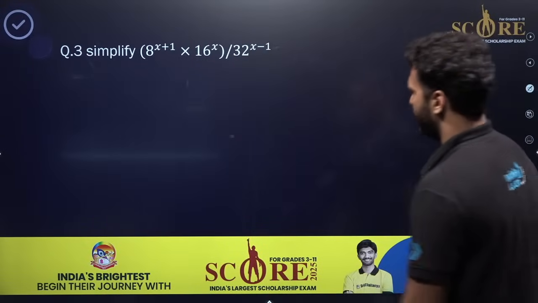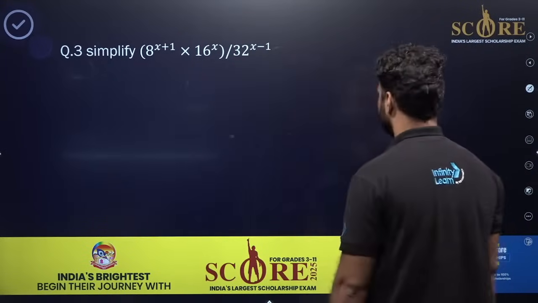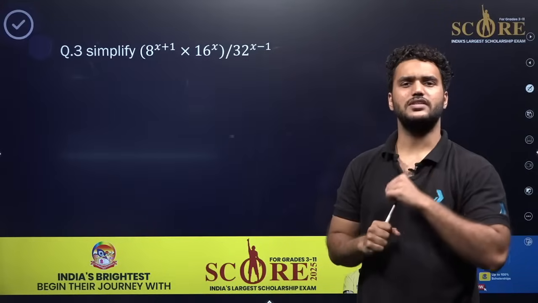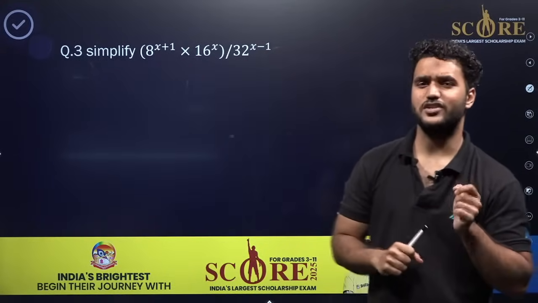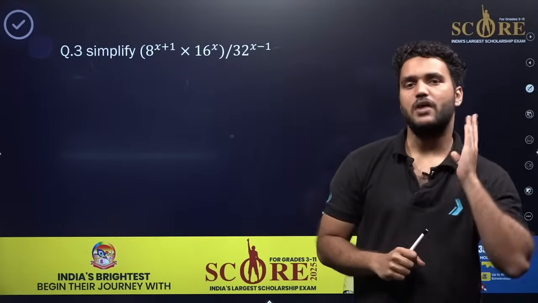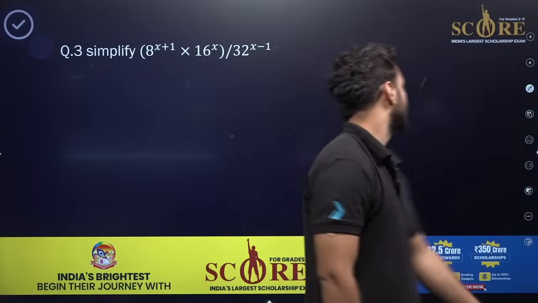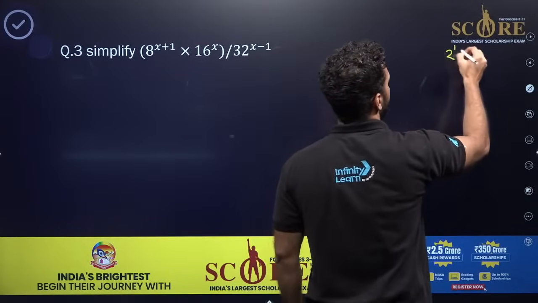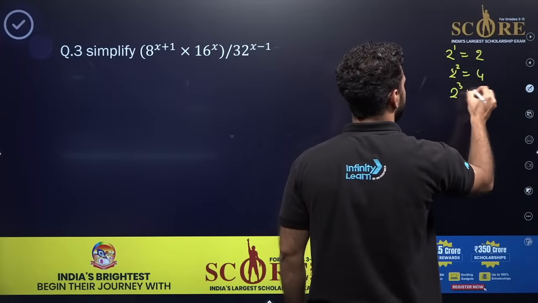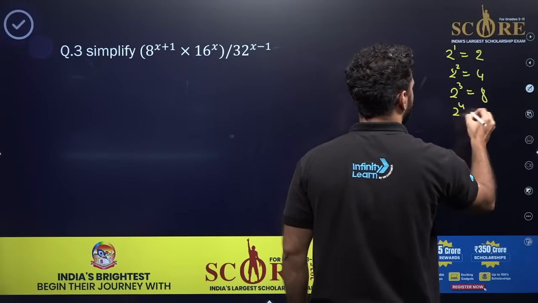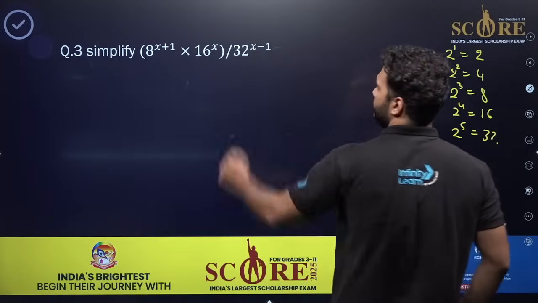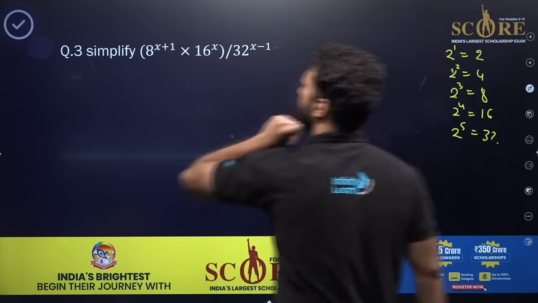Next. Okay, now again one more simplification question. See, I have 8, I have 16, I have 32. Do you know about these numbers? There is a special relation between these numbers. All these numbers are nothing but integer powers of 2. See, 2 to the power 1, sir, 2. 2 to the power 2, sir, 4. 2 to the power 3, sir, 8. 2 to the power 4, sir, 16. 2 to the power 5, sir, 32. See, we have 8, we have 16, we have 32.